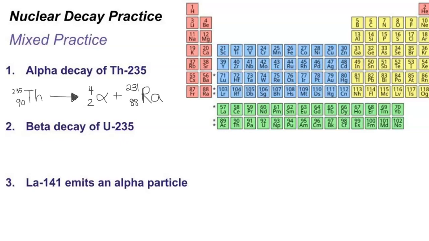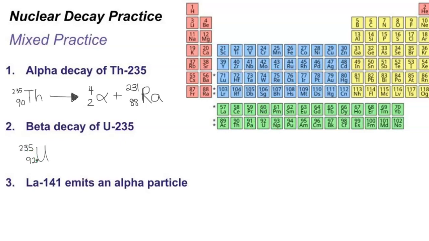Now we'll move on to beta decay of uranium-235, and we'll start by writing uranium's full symbol. Uranium-235. Then we need to figure out uranium's atomic number. It is, of course, atomic number 92 down here in the f-block.